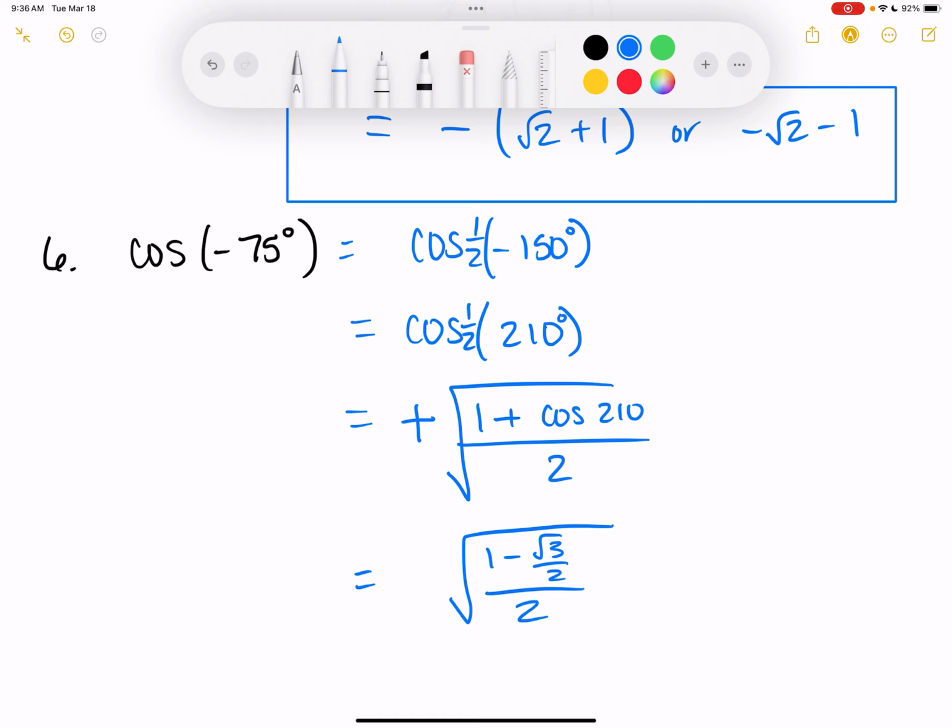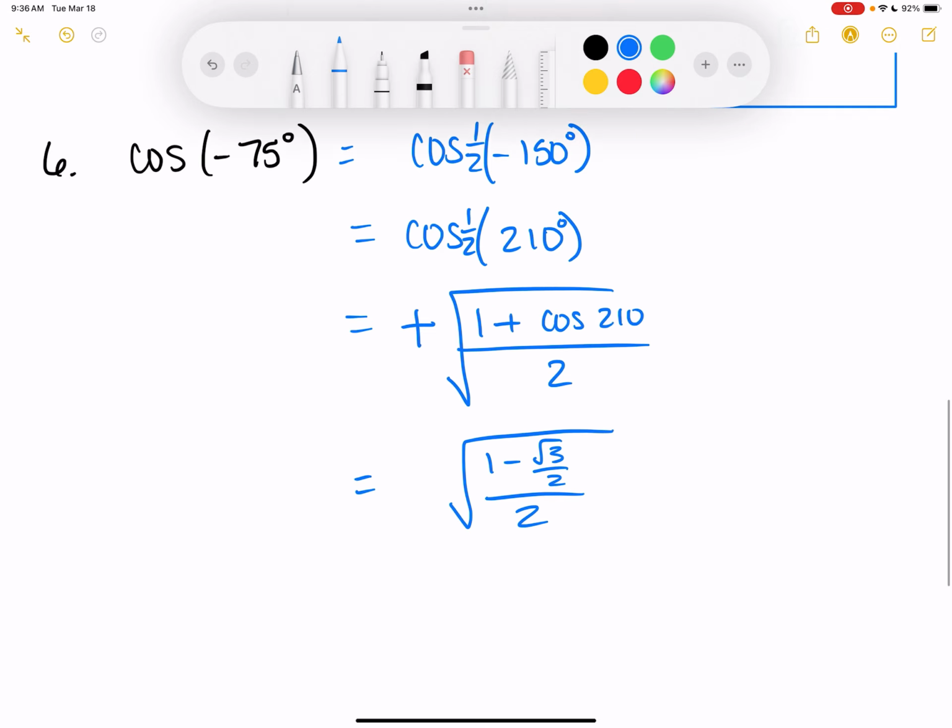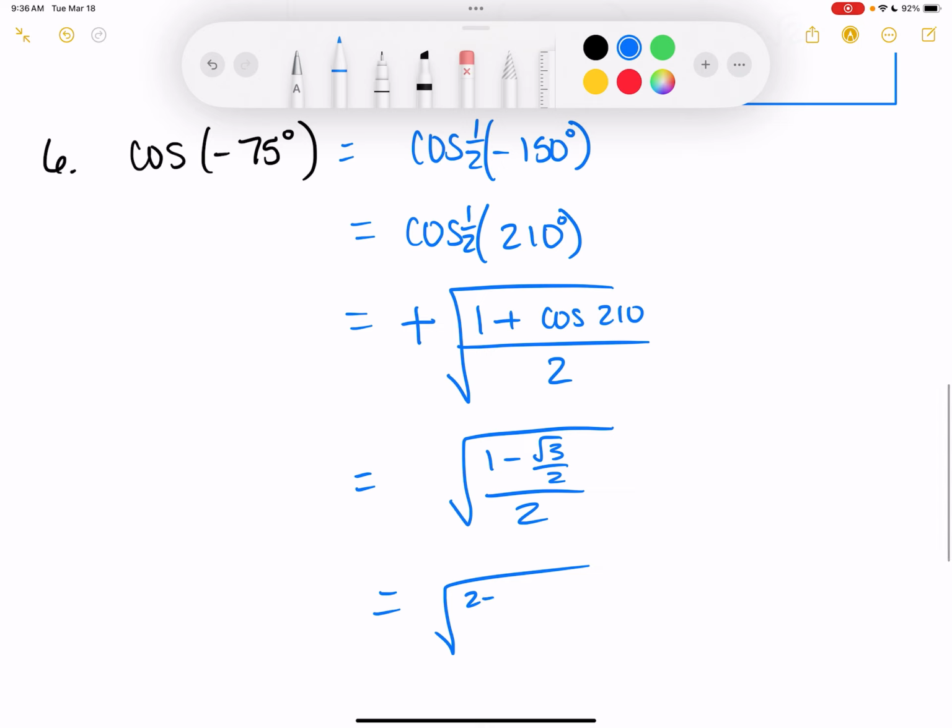Now, I'm going to tell you, once I know that this is positive, I don't keep rewriting the positive, but I do want you to write it initially so that I know you took the time to think about if it's supposed to be positive or negative. Obviously, if it's negative, it's got to carry all the way down. Positive's just understood from here on out. So, this is the square root of 2 minus root 3 over 2, all divided by 2.